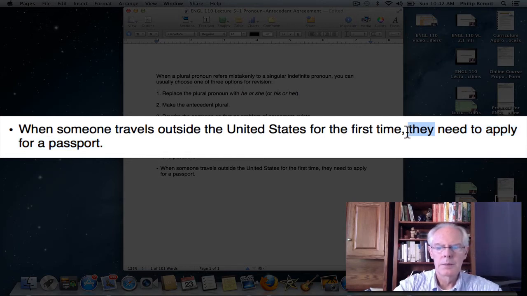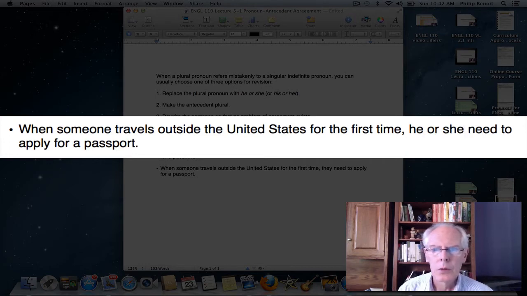And type in he or she. Now we need to fix our verb as well, because the verb is now singular. So "he or she needs" is our correction. Now it reads fine. When someone travels outside the United States for the first time, he or she needs to apply for a passport.